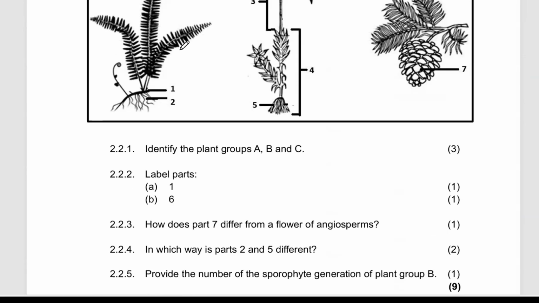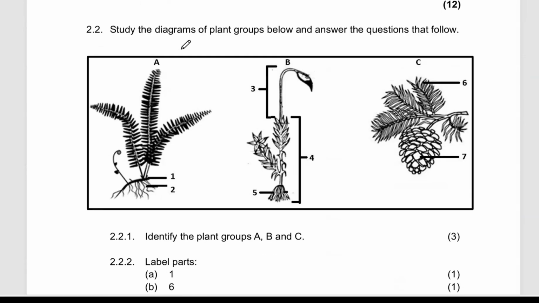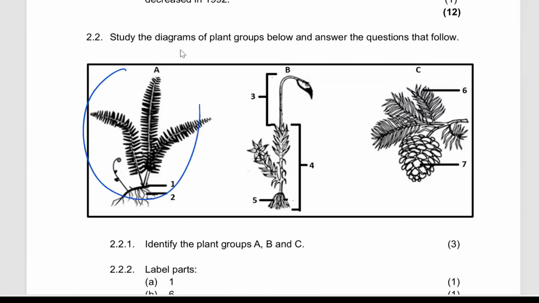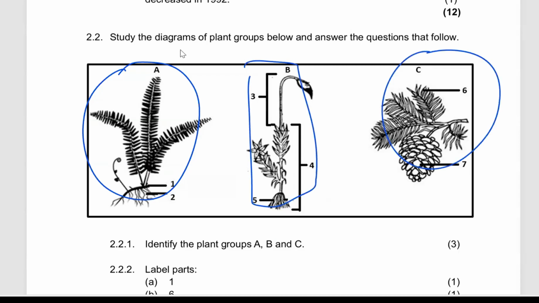So we also identify the plants A, B, C. We see A is where? A is Z. Yes, these are pteridophytes, or what we call the pteridophyta. The pteridophyta is a phylum. So you can call them pteridophytes or pterophytes, either way. Then we go to B, which is bryophytes. These are bryophytes, and then C, we call them the gymnosperms, the plants with the naked seed.